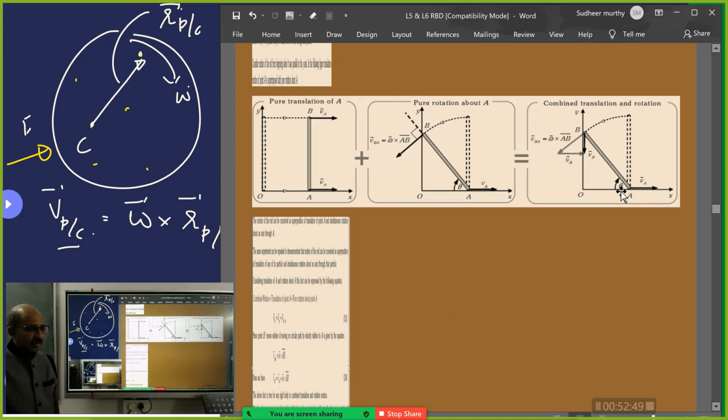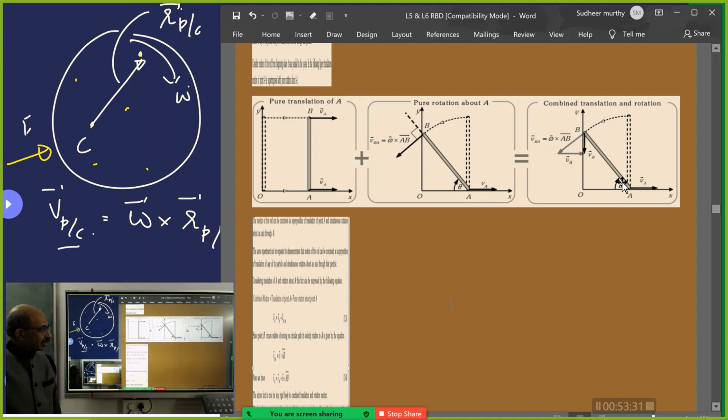And therefore, not notionally, in reality, this point is only translating. This point A is only translating. But what is happening to the B point? As far as the B point is concerned, it is moving down. So along the minus j axis, it is translating. Point A is translating along the i direction.